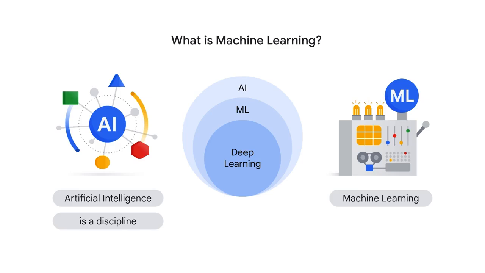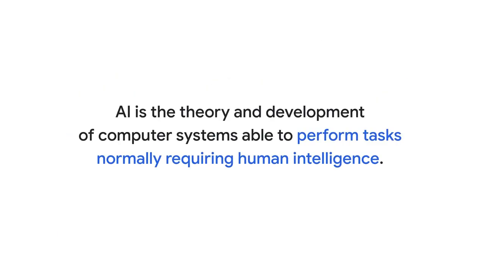AI is a branch of computer science that deals with the creation of intelligent agents, which are systems that can reason and learn and act autonomously. Essentially, AI has to do with the theory and methods to build machines that think and act like humans.